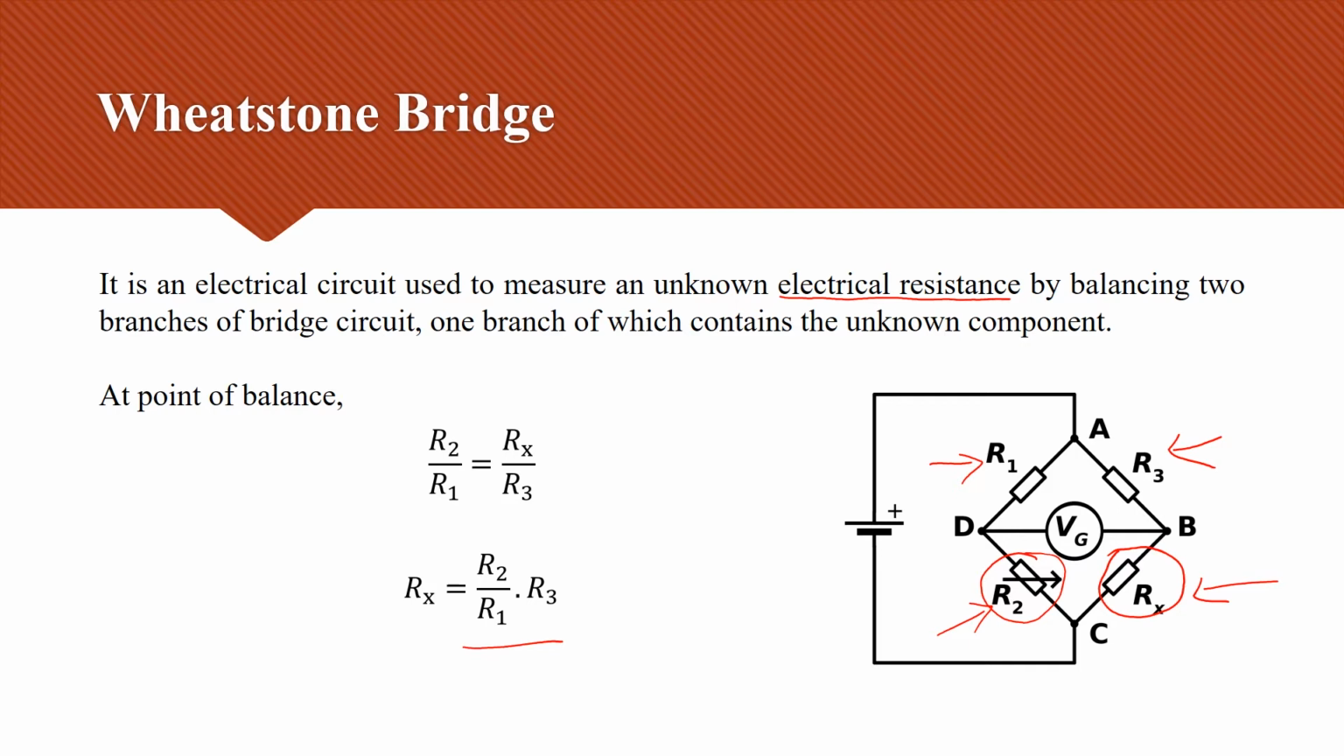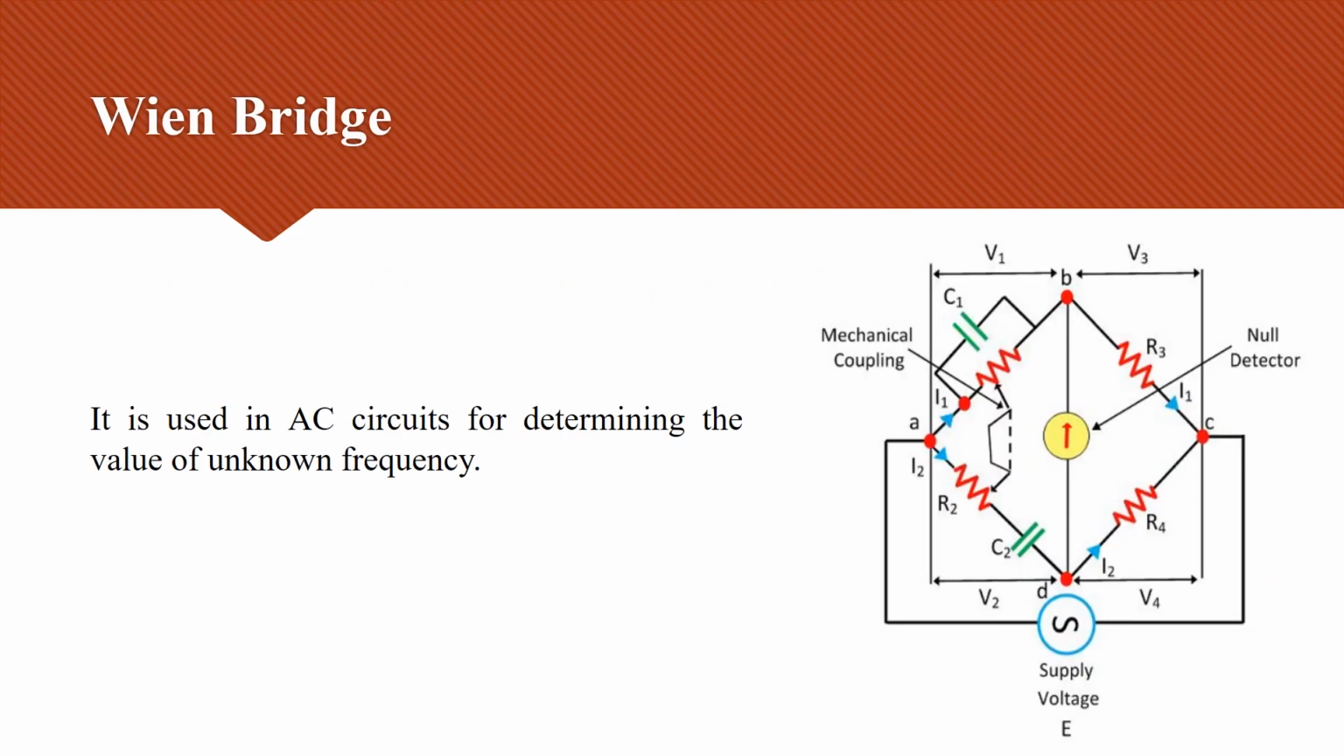So there are various variations of this Wheatstone bridge by which we can measure various other electrical parameters like inductance, capacitance, frequency. So coming to Wien bridge, it is an AC circuit for determining the value of unknown frequency. So here the input is AC and this is the null detector.